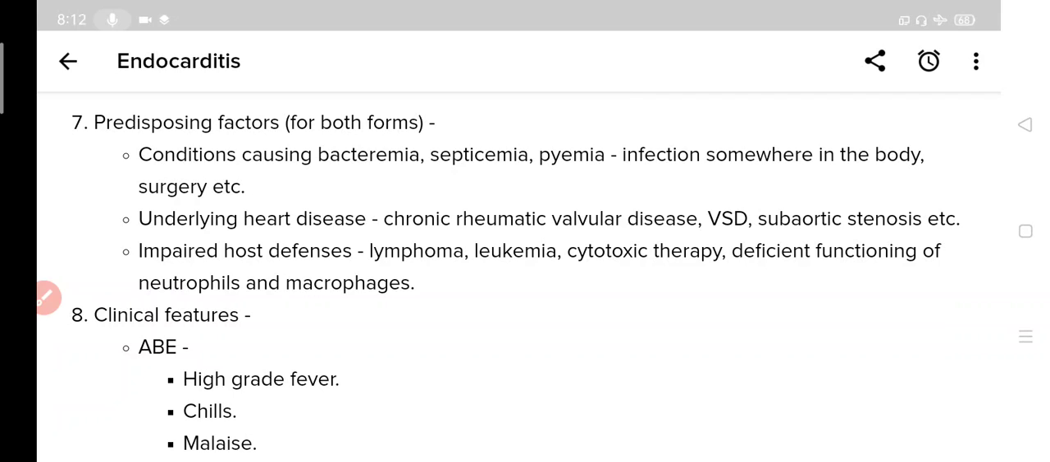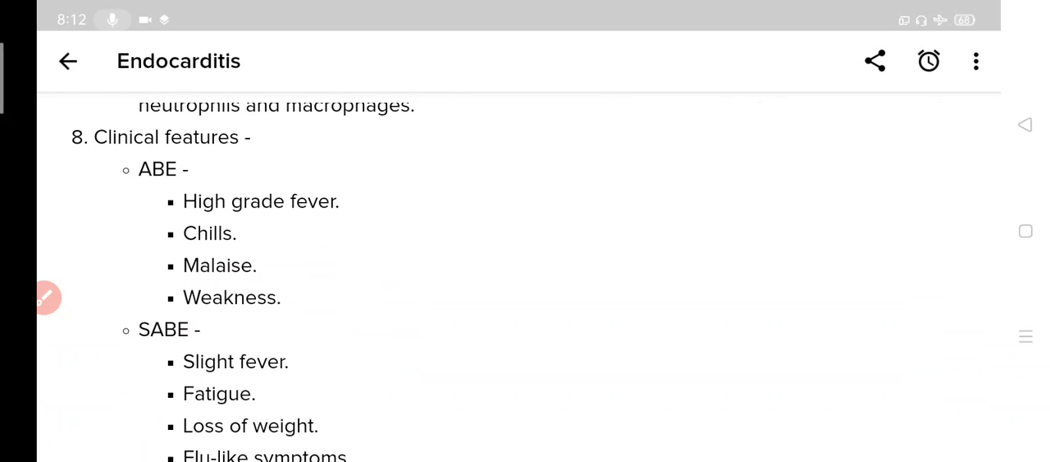And last, the third predisposing factor is impaired host defenses, like in lymphoma, in leukemia, in cytotoxic therapy, like that given in cancer, or deficient functioning of neutrophils and macrophages, because neutrophils and macrophages work in body defense. So if they are not functioning normally, the host defense will be impaired, and it will allow bacteria to infect the organ.